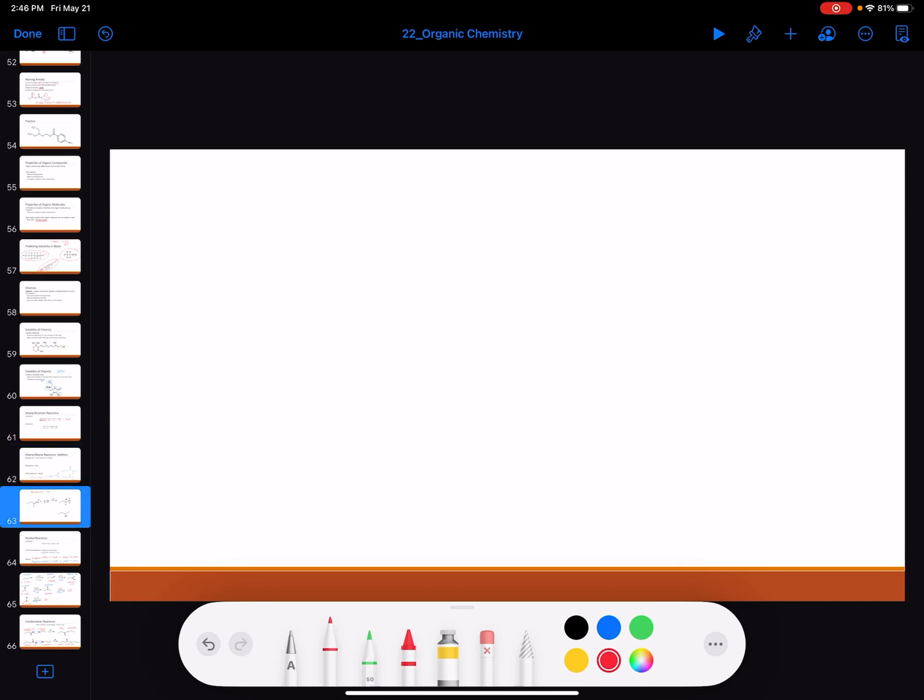Now, one important thing is, notice that when we were doing this, I had my pi bond there, right? And I'm adding in HBr. So when I do that, I could end up with two different products. I could have added in the H here and the Br here, or I could have added the Br here and the H here, and I would get two different isomers, right? They would be two different molecules.